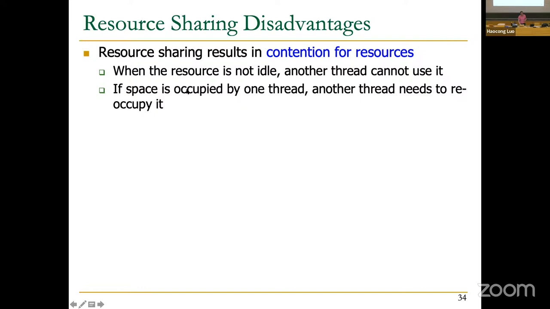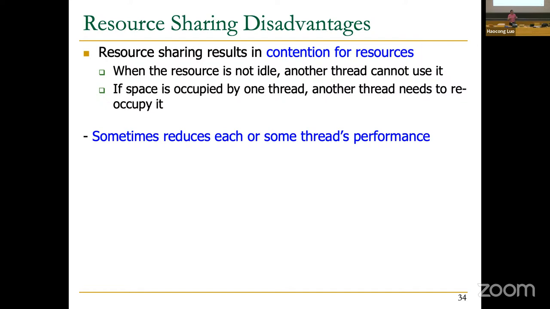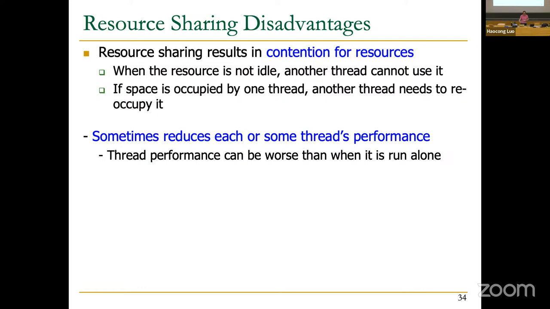Basically, if the space is occupied by one thread, another thread needs to reoccupy it if it actually wants to use it. And this leads to a reduction of performance. It could reduce each thread's performance, or some thread's performance. If you're lucky, maybe it doesn't reduce anyone's performance because the block you're evicting is not going to be reused by the thread that occupied it earlier. But usually it leads to some performance reduction for some thread or all threads. Thread performance can be worse than when it's run alone, and that's true in many cases.